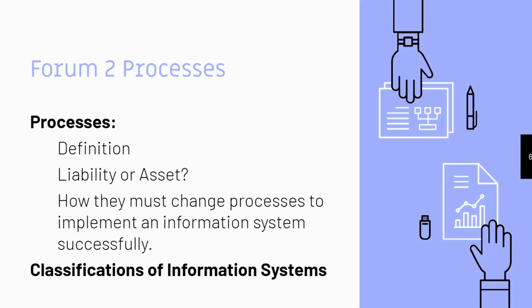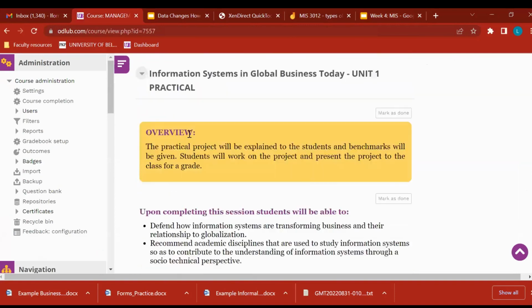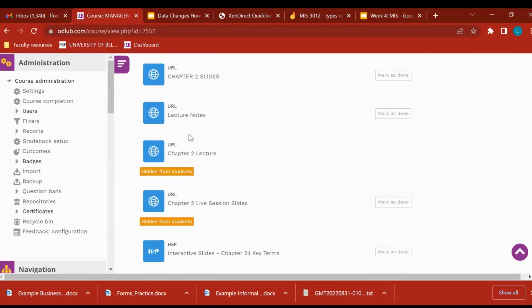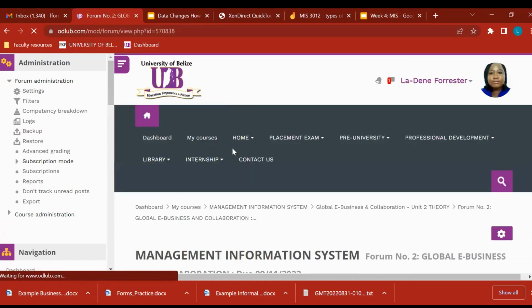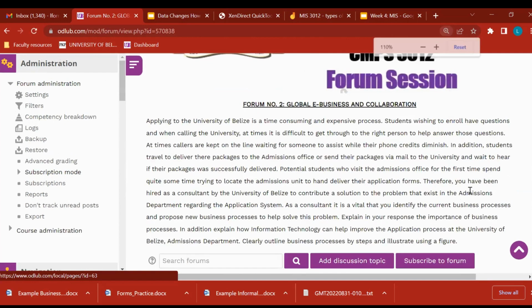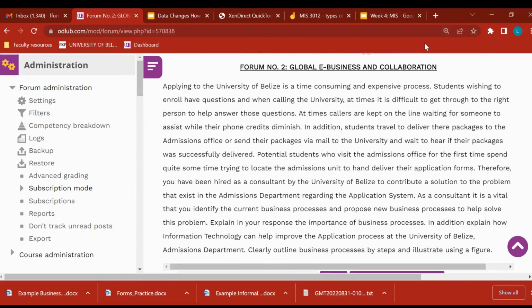So let me go to Moodle and give you an idea of what that forum is talking about as we look at the requirements for it. It's here, and it's global e-business and collaboration. All right, I'm gonna ask Dominic to read the instructions for us nice and loud.